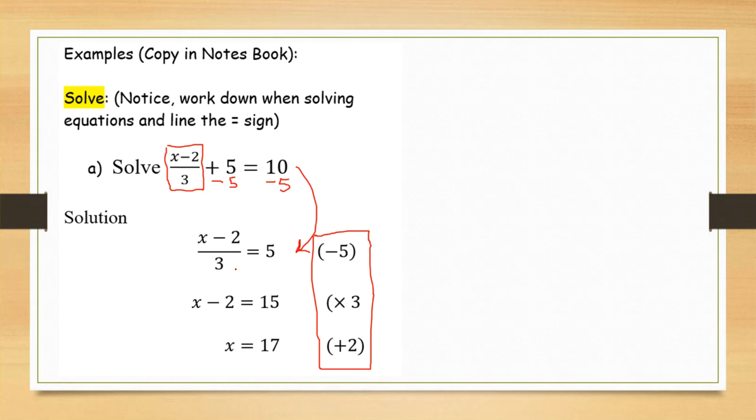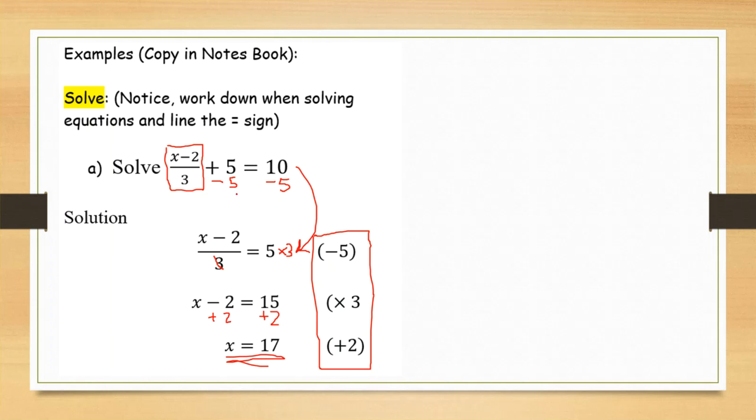When we get to this step, we need to multiply by 3. Both sides by 3. 5 3s are 15. This side, the 3 cancels out. So we get x minus 2 equals 15. And then add 2. To give us x equals 17.